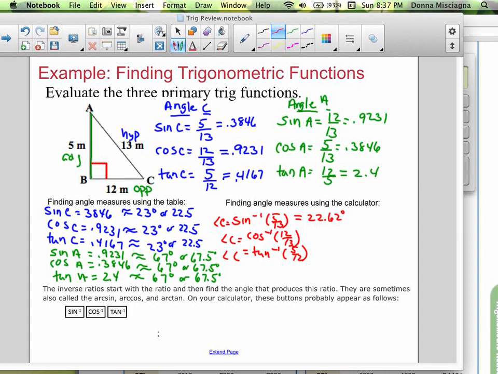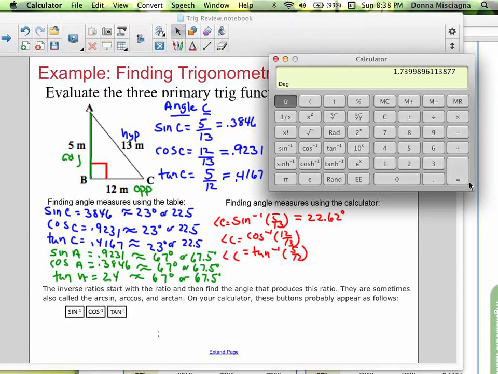That's the degree measure of angle C. And notice we said it's about 23 or maybe 22.5, right? It was kind of in between 22 and 23. Well, you can see it really was in between 22 and 23 degrees. Exactly 22.62 degrees plus a few more decimal places.